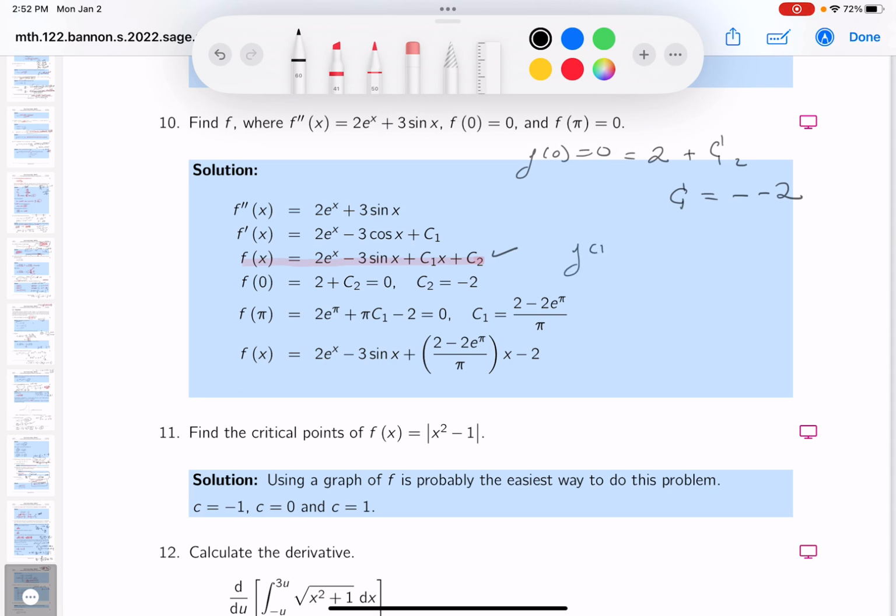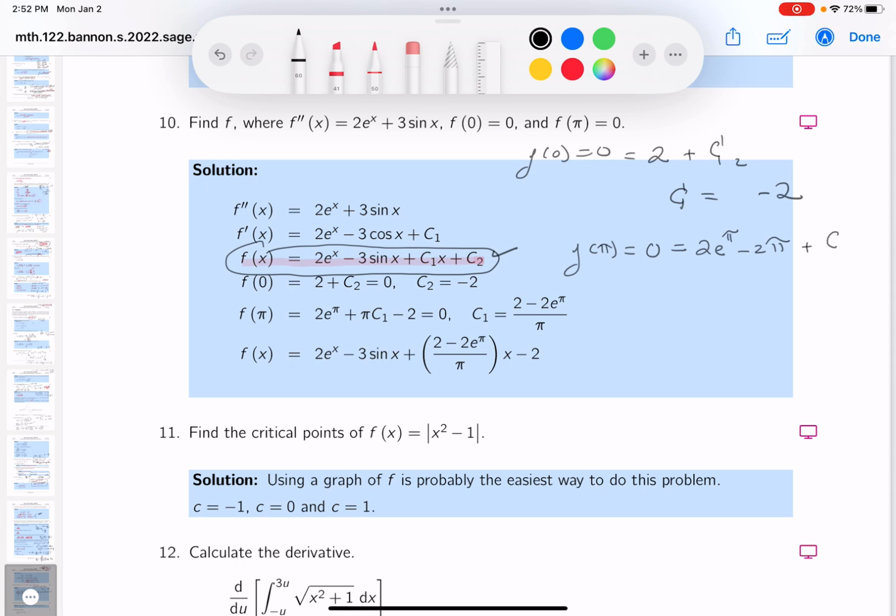f of pi equals 0. Let's write that down. What do you get? Again, we're plugging it in here. You get 2e to the pi minus 3 times the sine of pi. Well, the sine of pi is 0, so I'm not going to put that down. And then c1, well, something I noticed, there's a double. c1's minus 2, right? So it's going to be minus 2 pi. And then it's going to be plus c2.